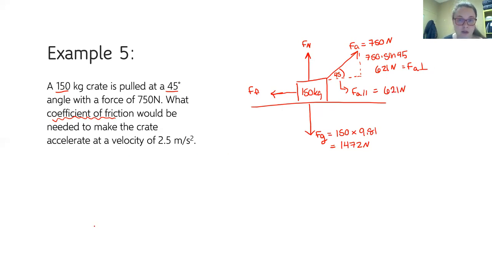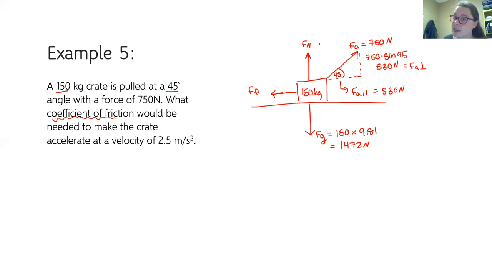Oops, I copied down the wrong number here. Just give me one sec. I have 2 slides on my handout that I'm working from, and I just realized I copied down the wrong force. I read the wrong question. 750 times the sine of 45 gives us 530 newtons. There we go. Now that we have that, it'll help us out.